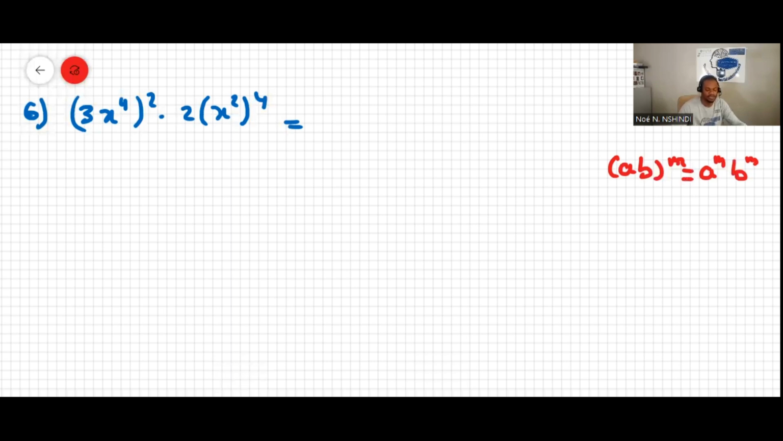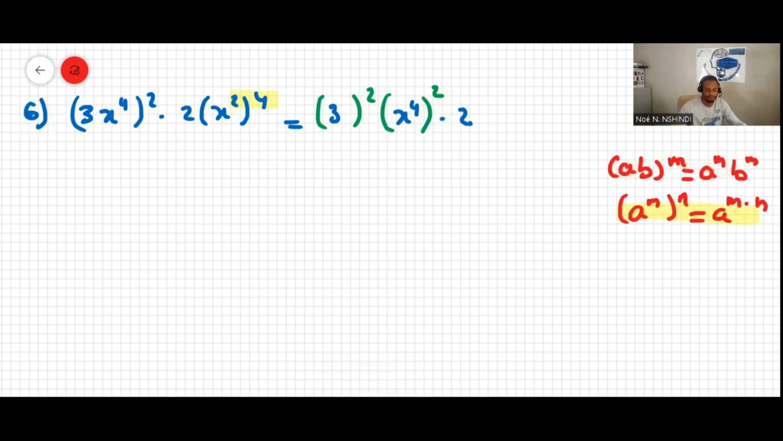So it's going to be 3 to the power of 2, x to the power of 4 raised to the power of 2, multiplied by 2, and then here we can apply this law: a to the m raised to the n is equal to a to the m multiplied by n. So you can apply that one.